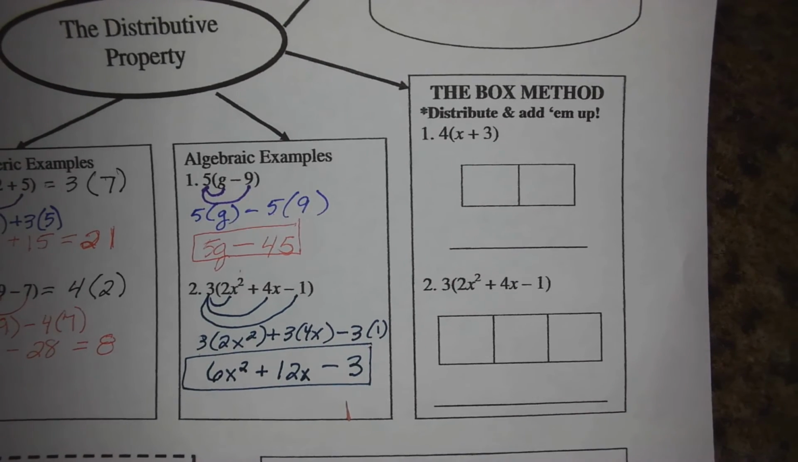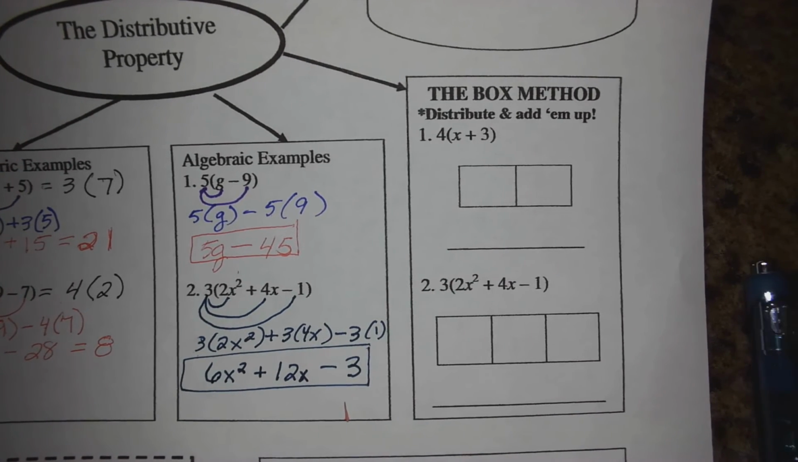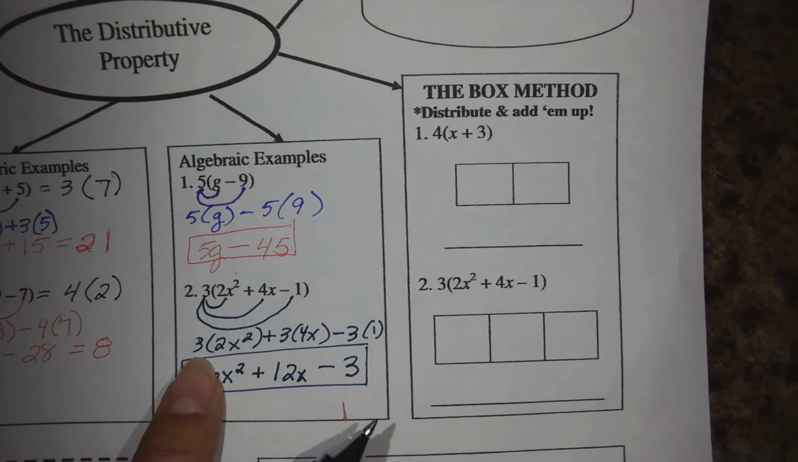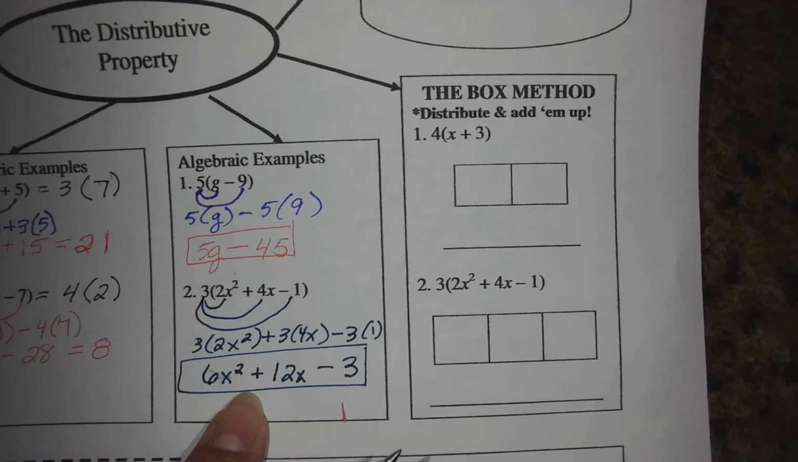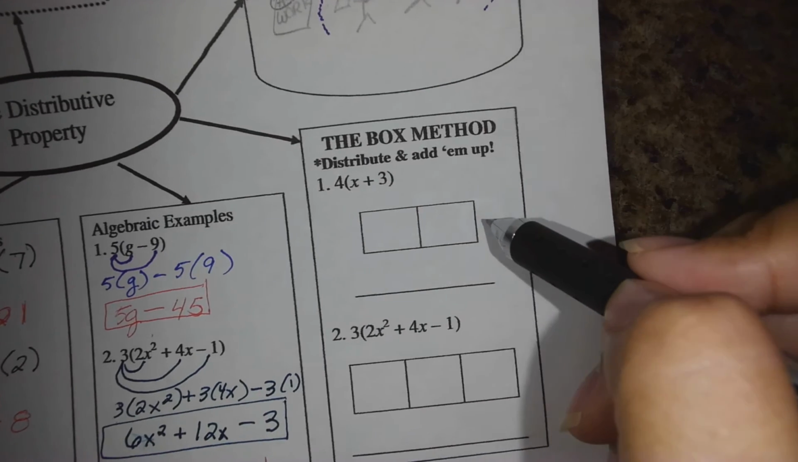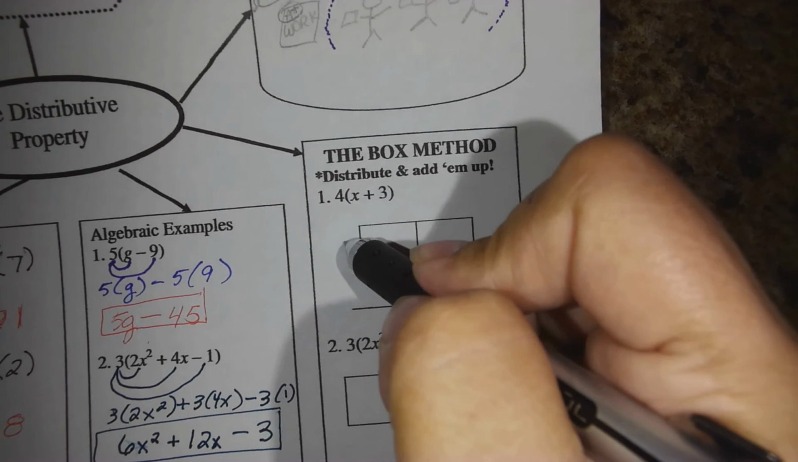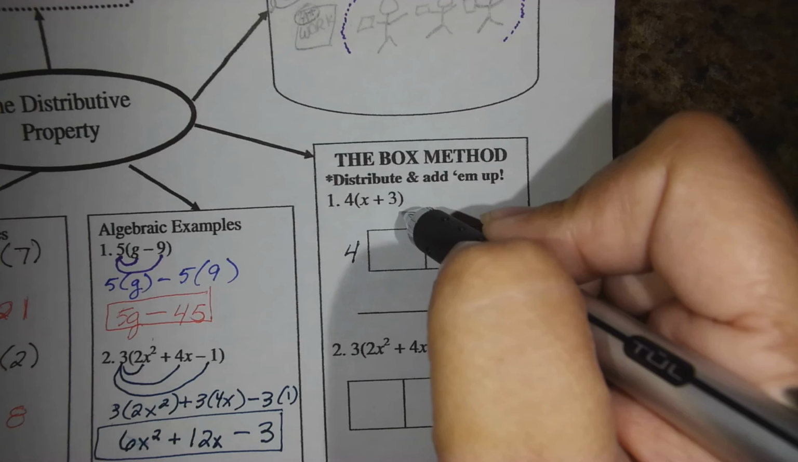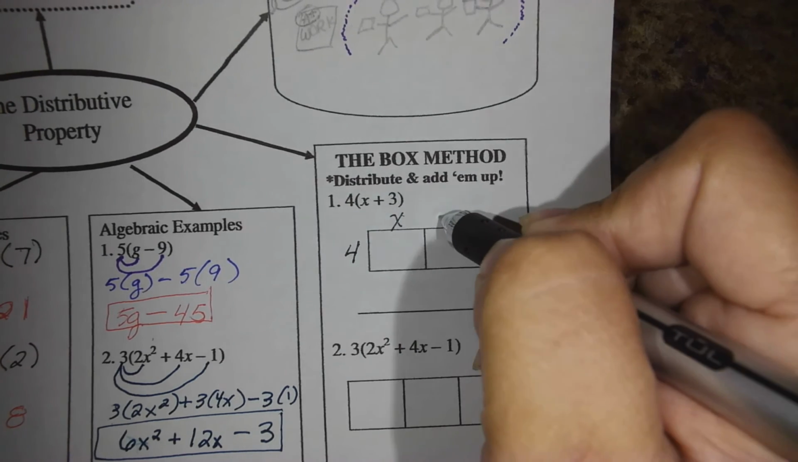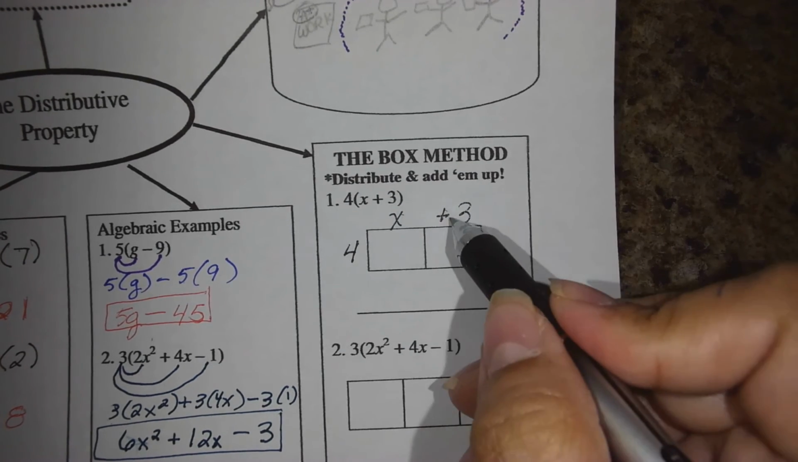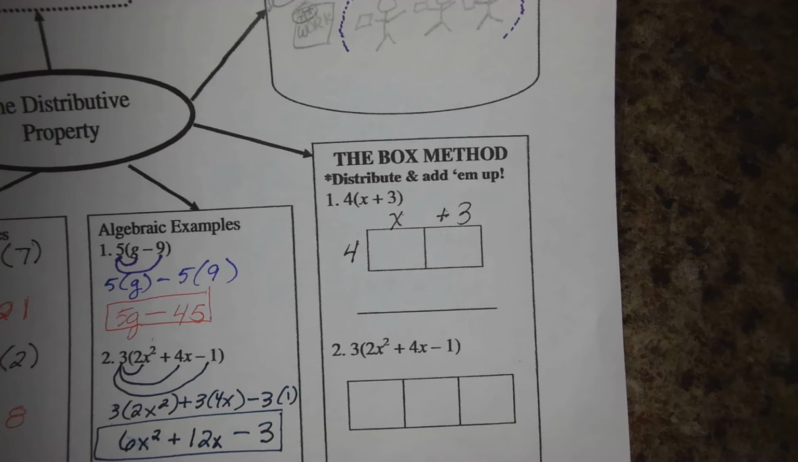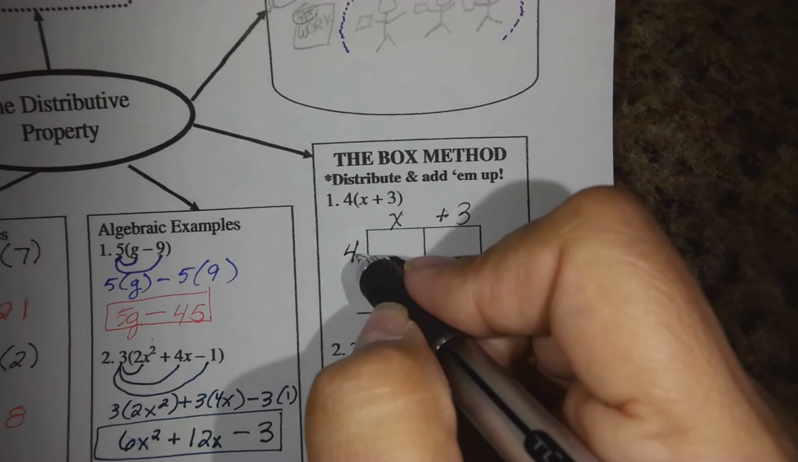The box method is the same concept, same idea. So for those of you that are like, Miss, you know what? I really don't understand this. That's okay. We're going to use this one over here. So you're going to write your 4 here. And then up here, it's x and then plus 3 because the 3 is positive. Inside the boxes is where you're going to write down what you get.